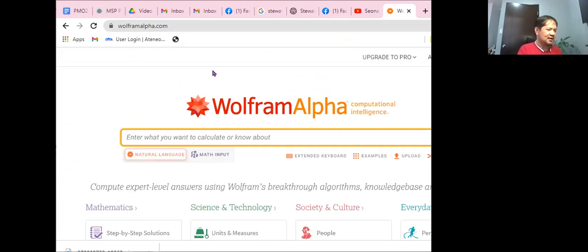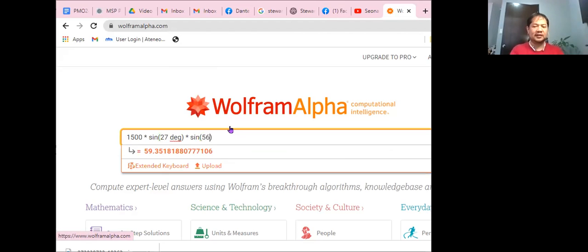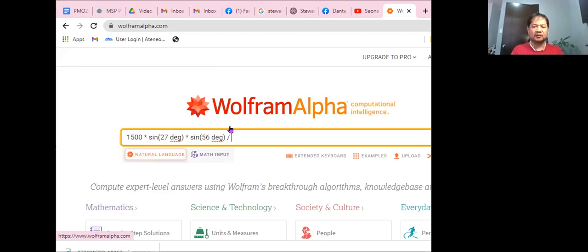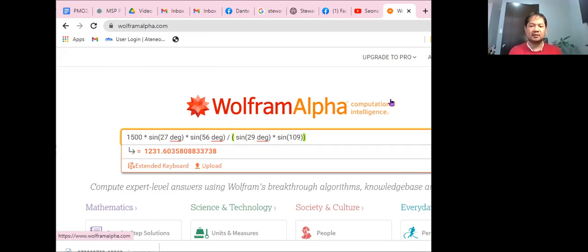So we have 1500 times sine of 27 degrees times sine of 56 degrees, divided by grouping symbols before I multiply the two signs, sine of 29 degrees with the sine of 109 degrees.